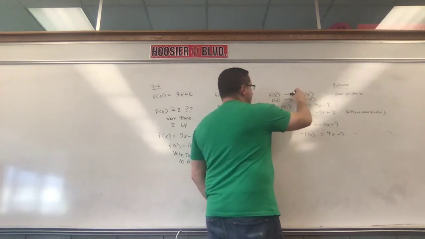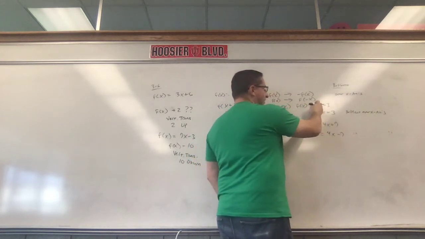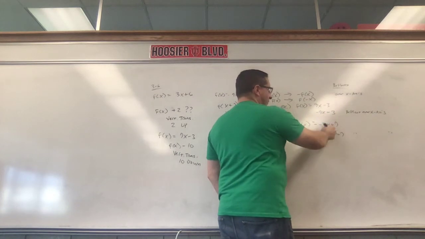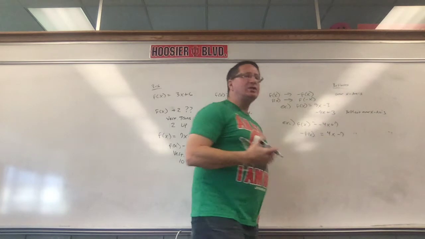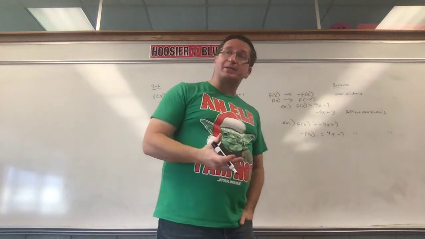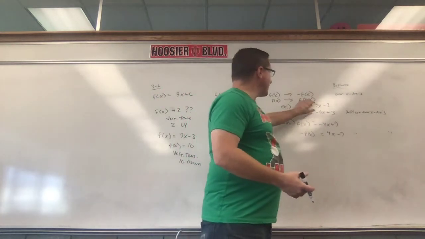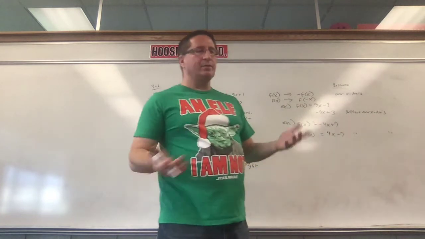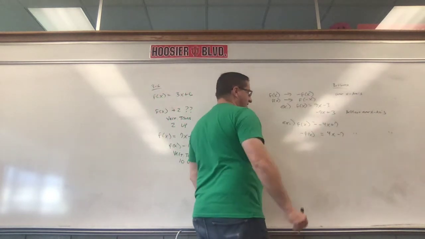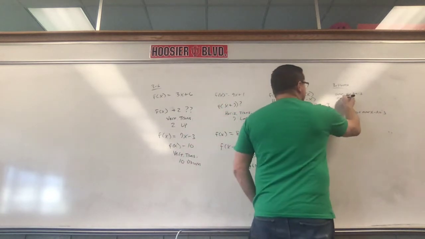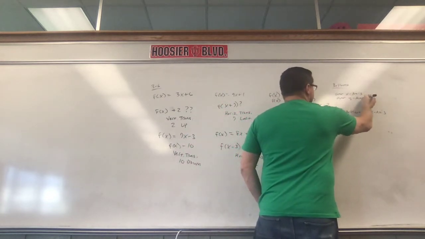Here, we were changing everything. We were changing the positive to a negative, negative to a positive, negative to a positive, positive to a negative. If I say f of negative x, that means you only change the x to the opposite of x. These, we were changing the entire function, everything. Here, we're only oppositizing the x. So this reflects it over the y-axis.